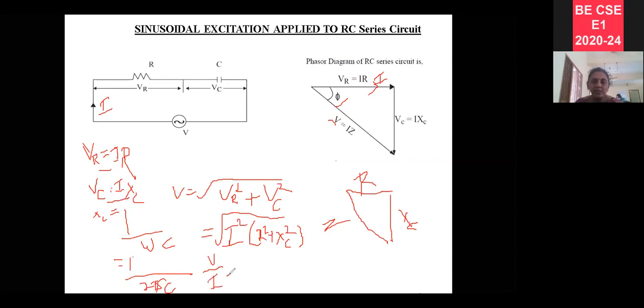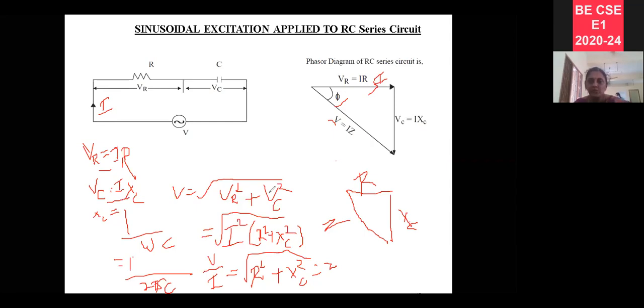V by I is equal to square root of R square plus XC square. Now what is V by I? We know V by I is going to be Z. So in a series RC circuit, the impedance value is given by the square root of R square plus XC square. This is clear.